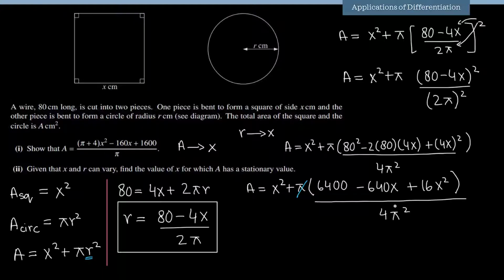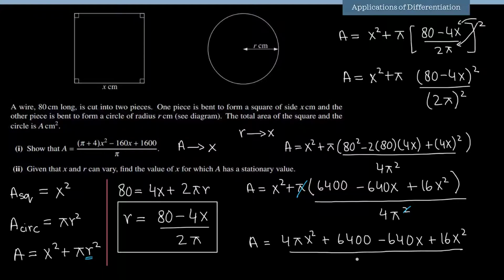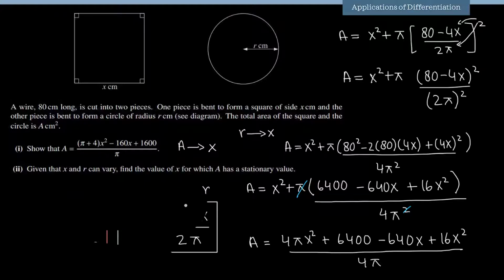Pi divided by pi square is pi, and taking LCM would give me area is equal to (4 pi x square plus 6400 minus 640x plus 16x squared) divided by 4 pi. I need to simplify this even further, so I'll need to make some space over here. I need to show the equation in this form.